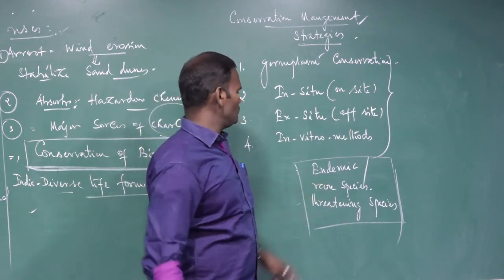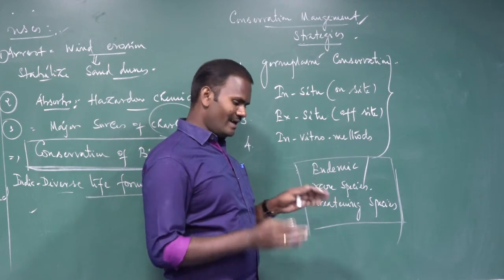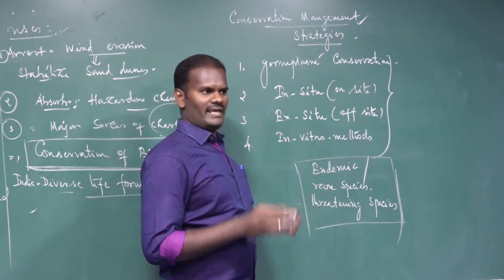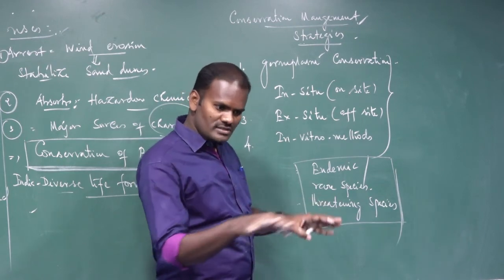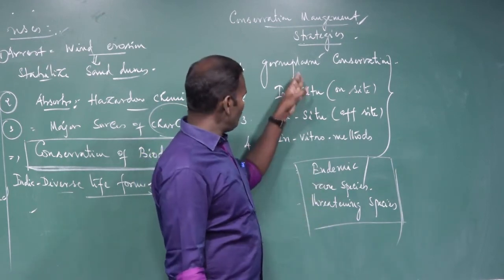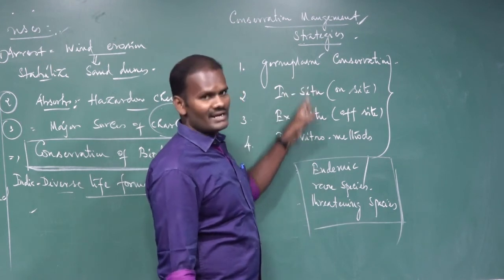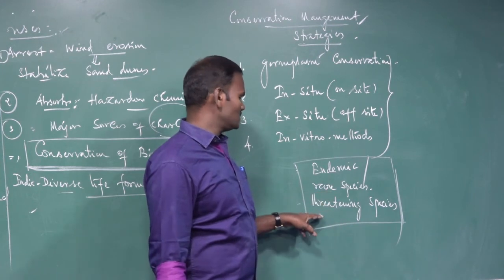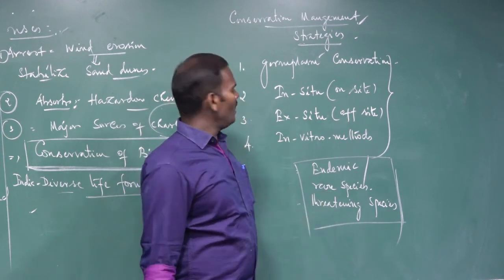Then what is called endemic species? Endemic species are restricted to a particular geographical area. They exist only in that particular geographical area. These are called endemic species. By using these strategies, we can easily protect these endemic species, such as rare species and threatened species also.